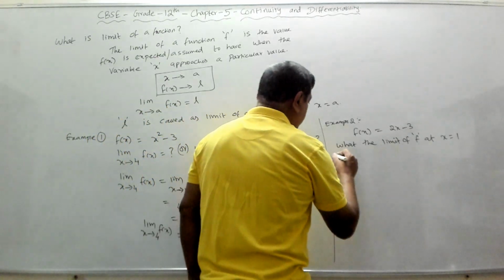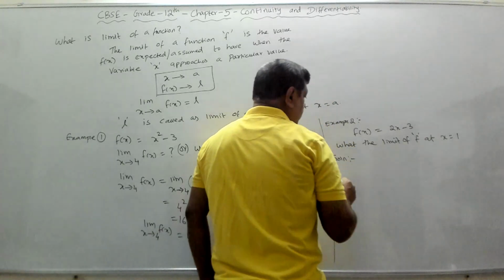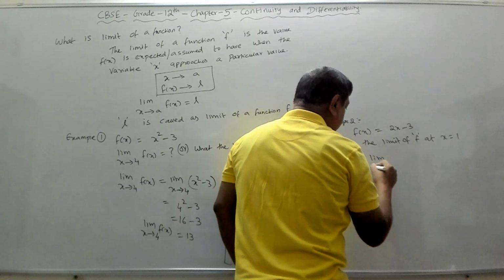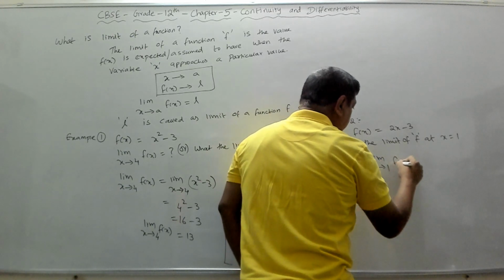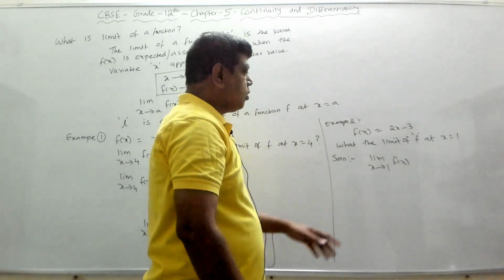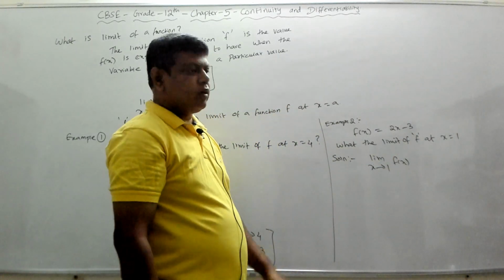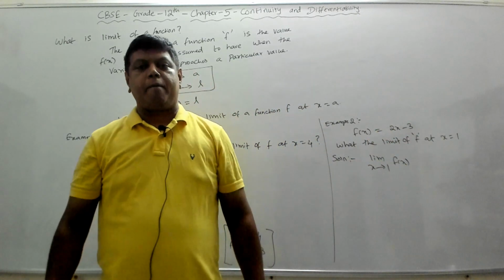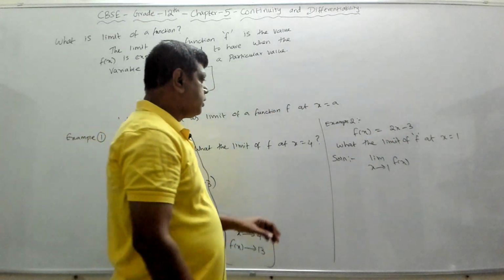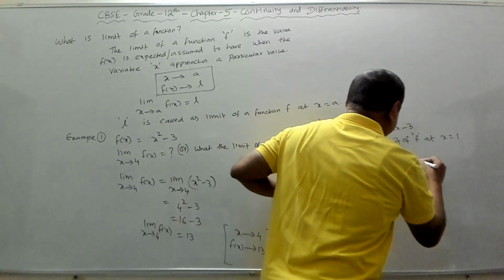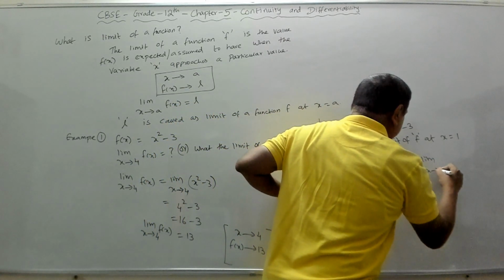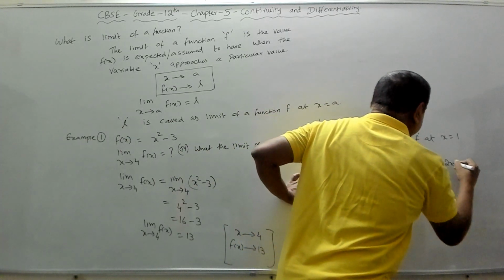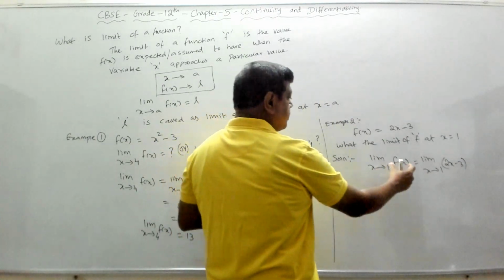So the solution will be: we want to find the limit of f at x equal to 1, which means we should find limit x tends to 1, f of x. We need to find this. What is the limit of f at x equal to 1 means limit x goes to 1, f of x is what? That is equal to limit x goes to 1, and f of x is 2x minus 3. So we'll put 2x minus 3.